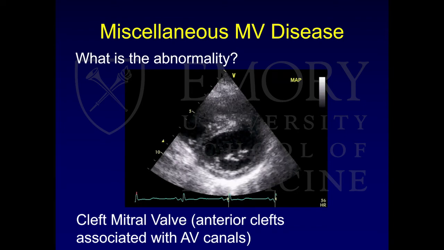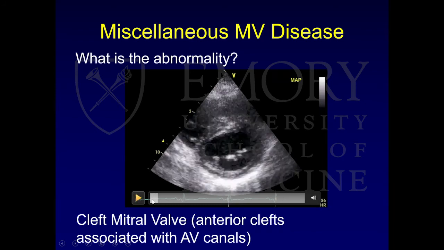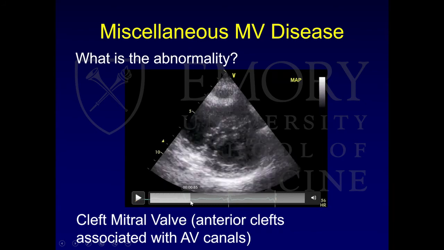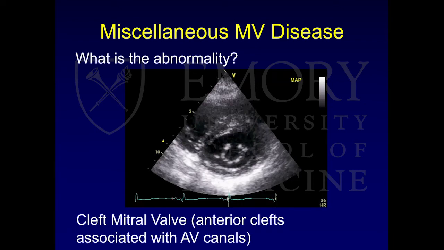All right, well, cleft mitral valve. So this here is a picture of it. You can see here in the anterior leaflet this echolucency gap. That's a cleft mitral valve. Anteriorly, it's usually associated with endocardial cushion defects. Posteriorly, it could be an isolated finding associated with MR. So just something to be aware of.